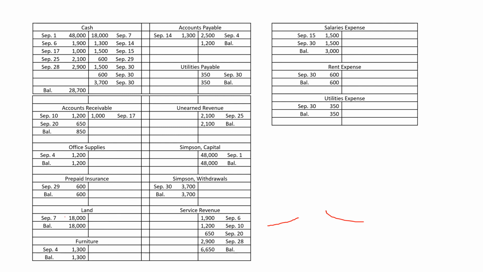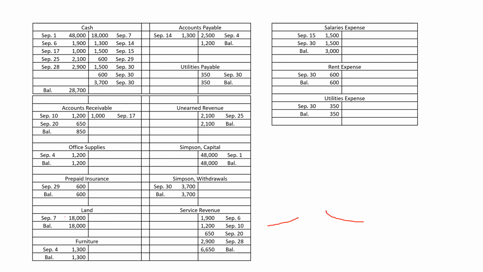$48,000 plus $1,900 plus $1,000 plus $2,100 plus $2,900. And on a piece of scratch paper somewhere, you could write it down. My debits equaled $55,900. Now go to the credit side. Add up all the amounts in the credit column of cash. $18,000 plus $1,300 plus $1,500 plus $600 plus $1,500 plus $600 plus $3,700. And the credit side amounts to $27,200.